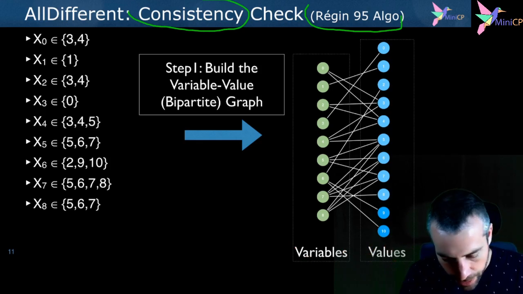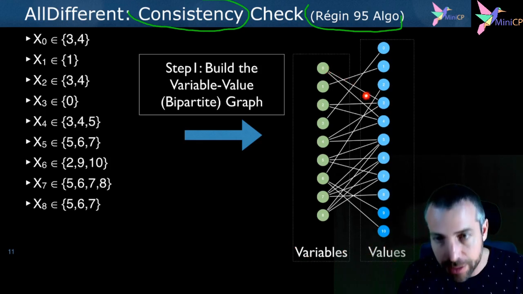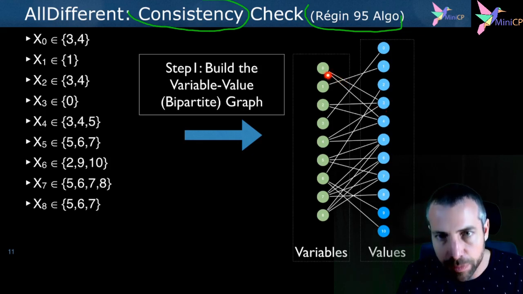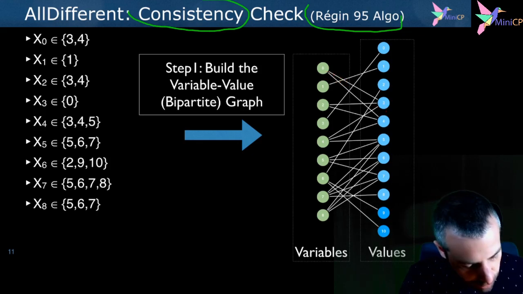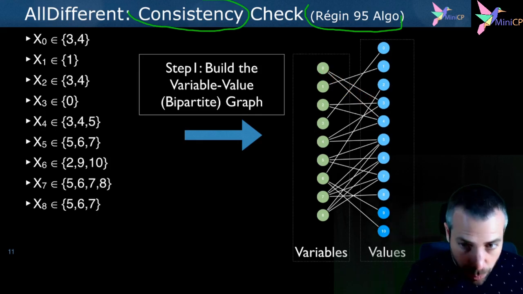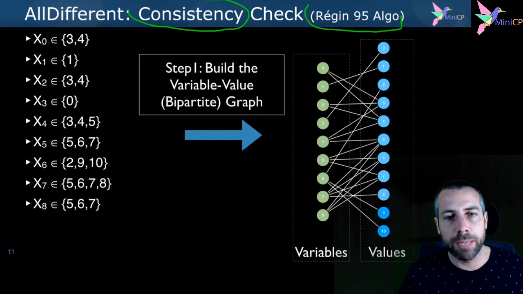And we will add an edge in this bipartite graph if the corresponding value belongs to the corresponding variable. So for instance, if you take the variable 0 here, it has two values, 3 and 4. And so it means that starting from the variable 0, we will add an edge to the value 3 and we add an edge to the value 4. Okay, then you will tell me, what do we gain by doing this bipartite graph?